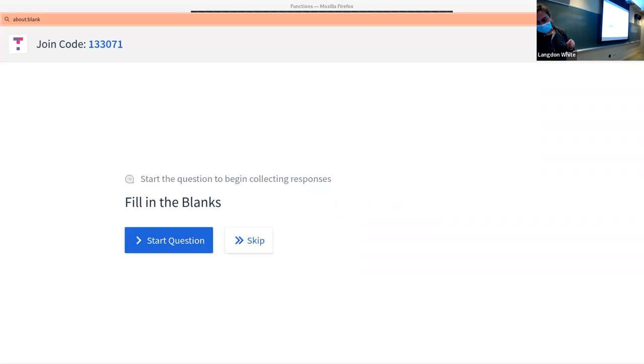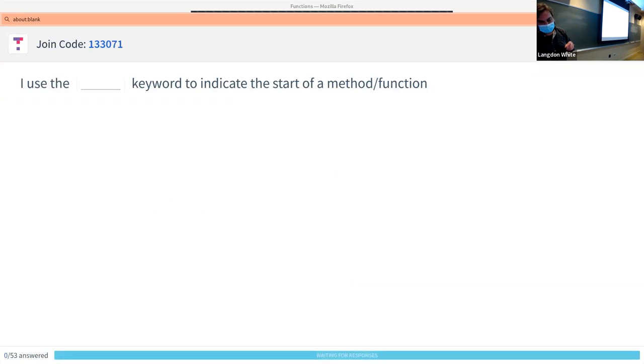All right, I need to move faster if I'm actually going to get to all the questions. All right, so I use the blank keyword to indicate the start of a method or function. So y'all know what a keyword is? Somebody want to tell me what a keyword is? Right. So for example, if and for are predefined terms that you use in the language. I'm looking for the one that you need to be able to make a method. And on this one, unlike many of the other fill in the blanks, the case will matter because it matters in Python.